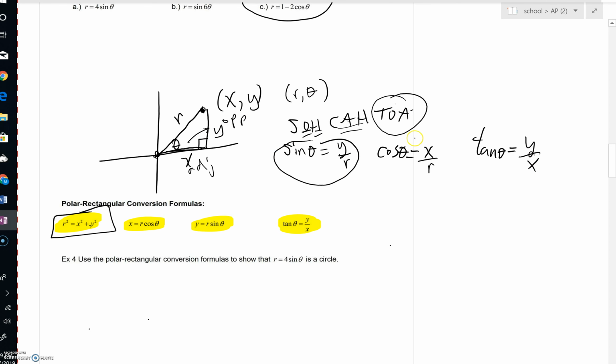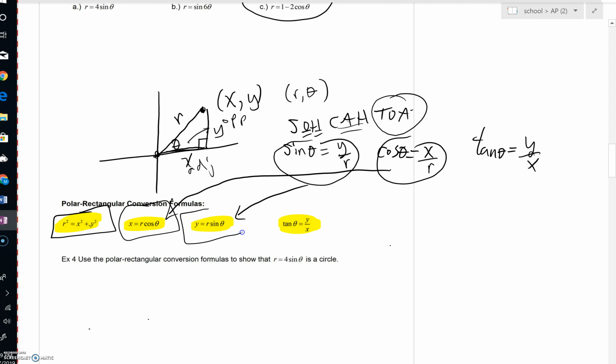But guys, what is super, super important, and we're going to use these two right here very frequently. We're going to have x is equal to r cosine theta. In other words, we could solve this equation right here for x. We could multiply both sides by r, in other words. And likewise, right here, we could solve for y. Y would equal r sine theta. You want to memorize those. Those are, without a doubt, going to be super useful.